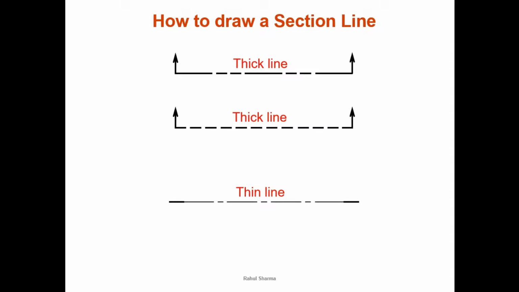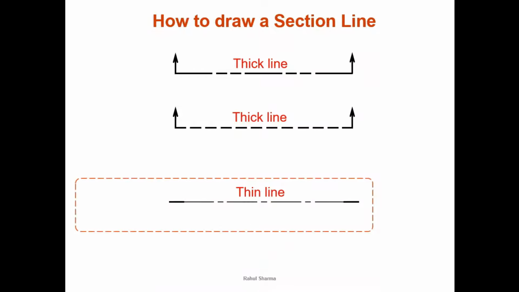Whenever we have to draw the section line like this with these two arrows, these arrows represent the viewing direction, meaning from which side you are taking the front view, or we can say the sectional front view. So you have to draw this line.